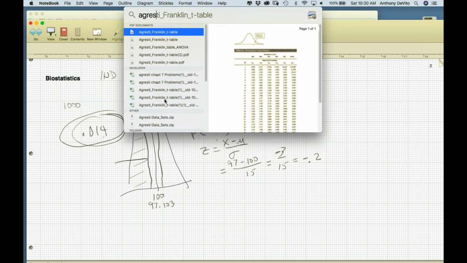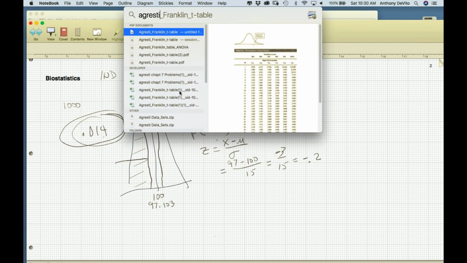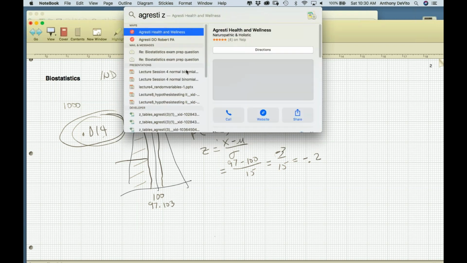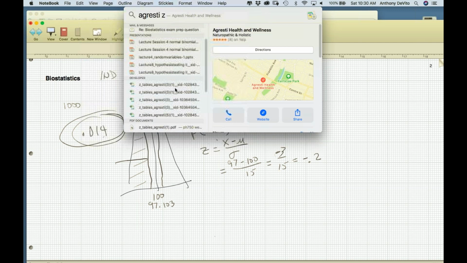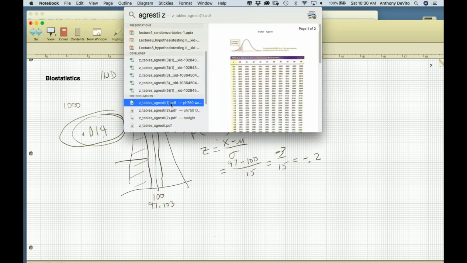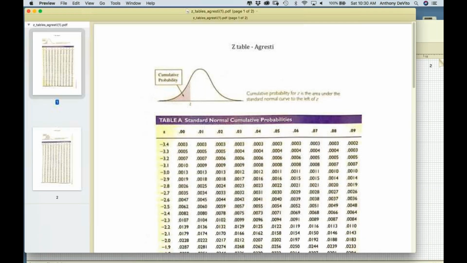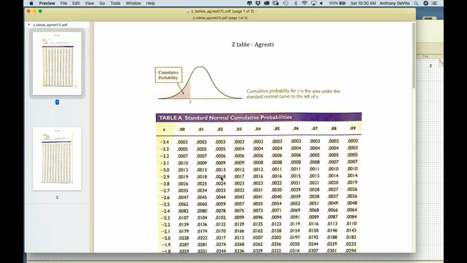T-table, I don't know, the z-table. Okay. Nope. There we go. There it is. Okay, you use the table in the book, or the table that I've given you here, it doesn't matter.